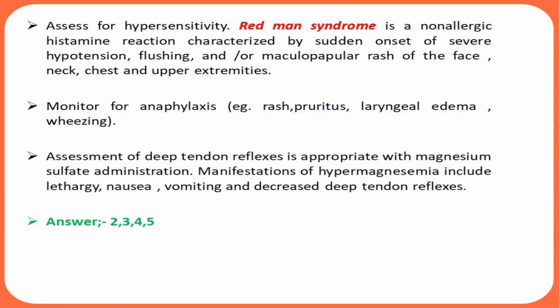Then another thing, Redman syndrome. What do we mean by Redman syndrome? Redman syndrome is a non-allergic histamine reaction in which the client may develop sudden onset of flushing or hypotension and maculopapular rashes over the face, chest, neck and upper extremities. That is called Redman syndrome. Then we should also look for anaphylaxis, like rash, pruritus, laryngeal edema, wheezing and so on. So these are the main points while we are administering vancomycin.